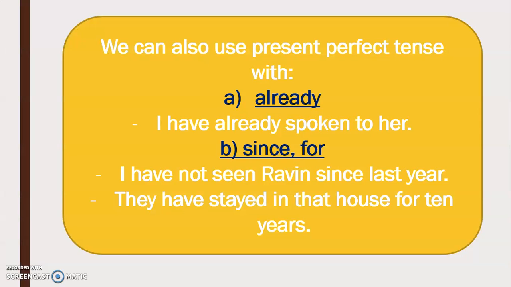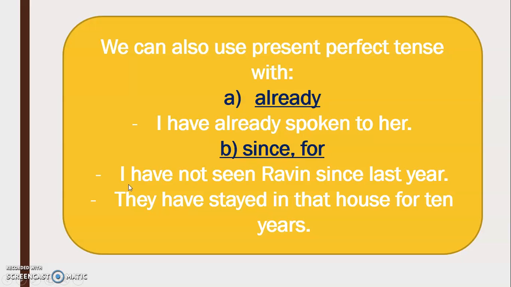Okay, moving on. You can also use the present perfect tense with the word already or the words since and for. So for example, in a sentence, I have already spoken to her. When you want to use the word already, the position of already must be in between the word have and the past participle. It has to be in between that.